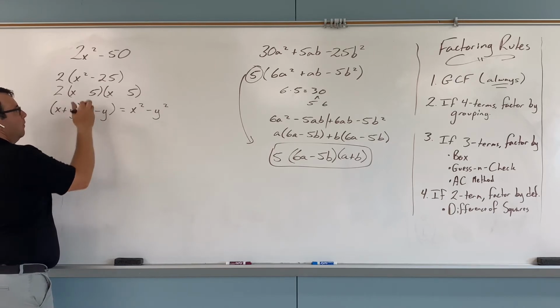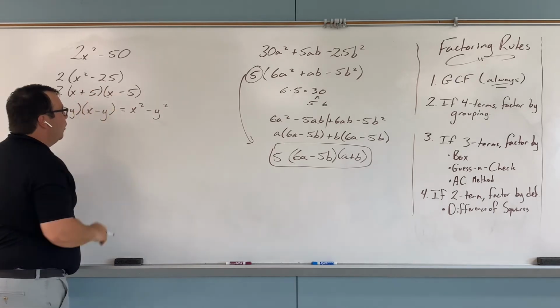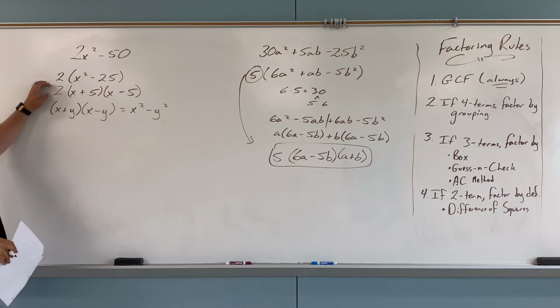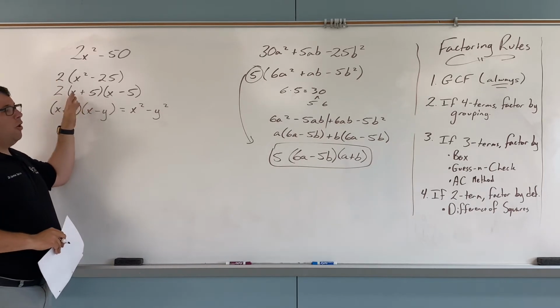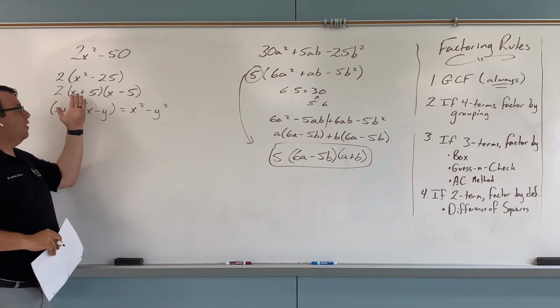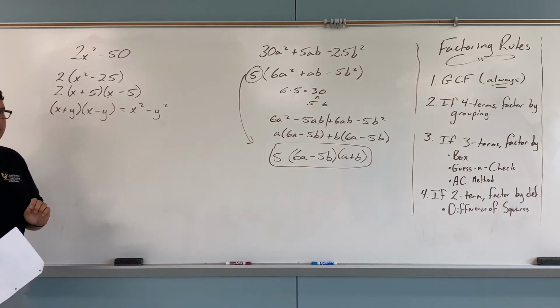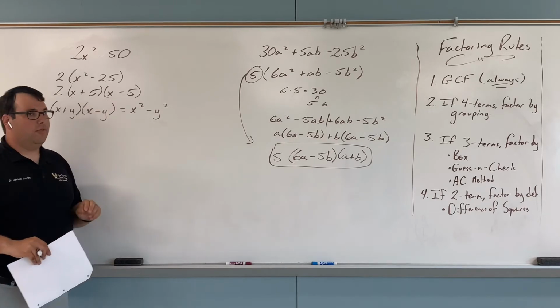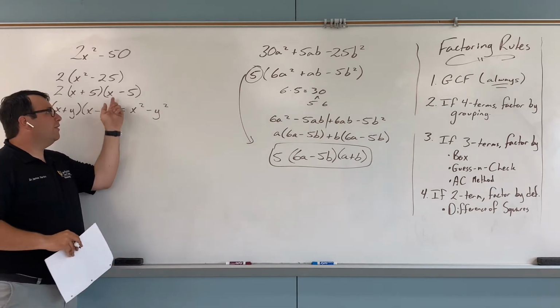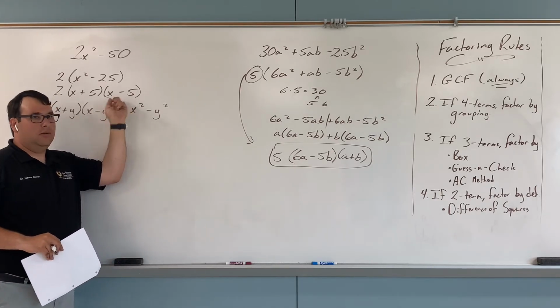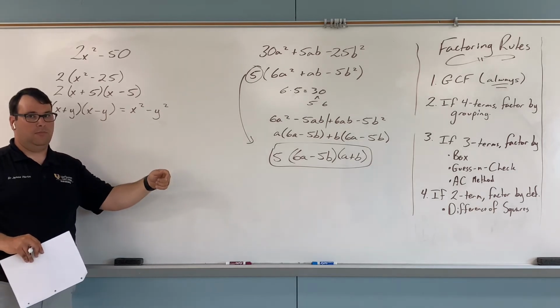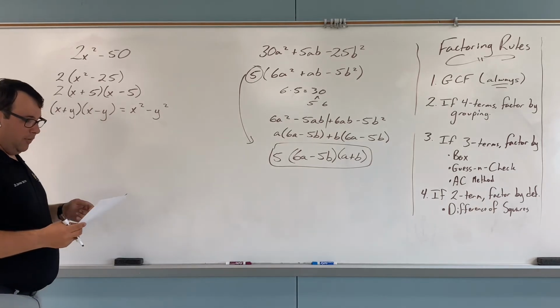Positive and negative. Now, it does not matter the order in which you write this, either x plus 5 or x minus 5, whichever one comes out first. Don't forget this 2. But I always suggest to my students that you write the negative last. And there's a very clear reason why: you still need to check this one to see if it continues to factor. I'll give you a great example of that.